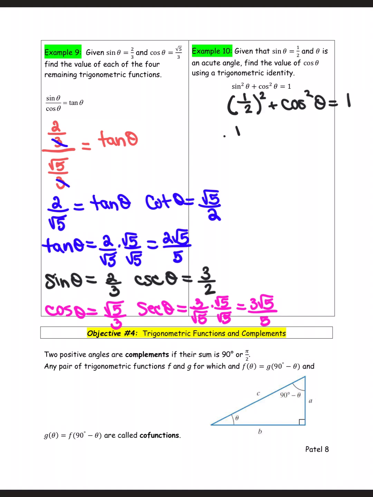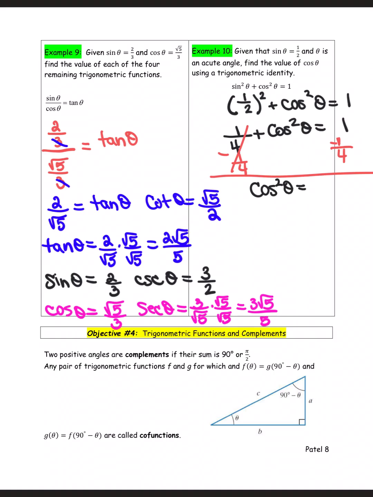So 1 squared is 1, 2 squared is 4, plus cosine squared theta equals 1. We're going to subtract 1/4 from both sides. So we have cosine squared theta equals 1 minus 1/4. You can hit it in the calculator and hit 1 minus 1/4 and then hit the math fraction button, or you can get a common denominator. So 1 is equivalent to 4/4. So 4/4 minus 1/4 is 3/4.